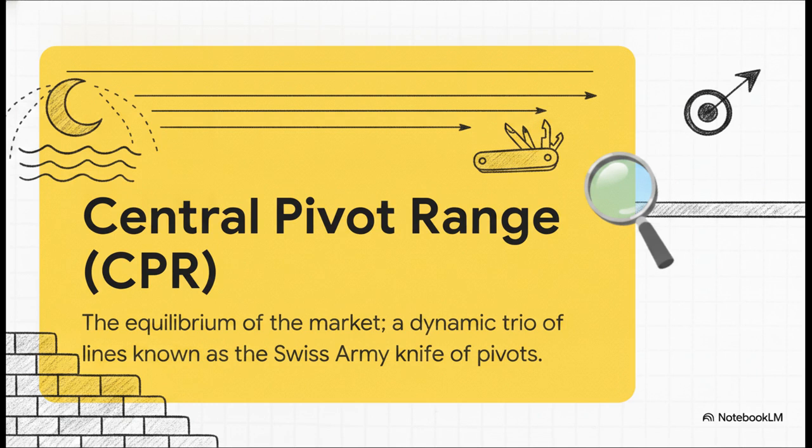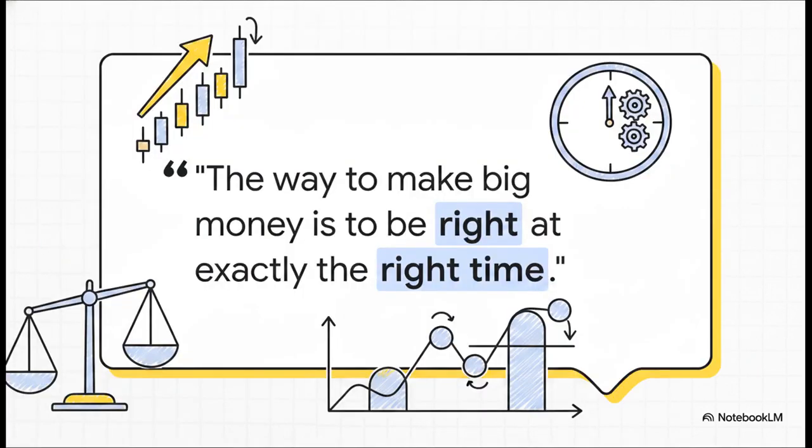Just like the moon controls the tides of the ocean, the CPR exerts a gravitational pull that controls the daily tides of the market. And this brings to mind a legendary quote from trading pioneer Jesse Livermore. He said, "The way to make money is to make it. The way to make big money is to be right at exactly the right time." So the crucial takeaway here is that timing is absolutely everything in this game. Understanding the central pivot range is exactly how you align yourself with the right side of the market at the perfect moment. It literally tells you when the market is totally out of balance and when it's about to snap back.